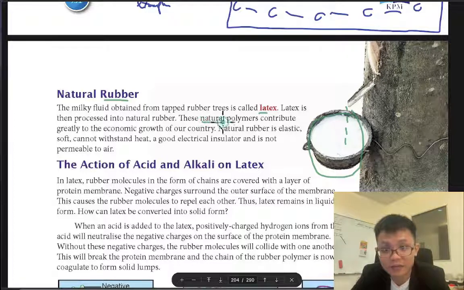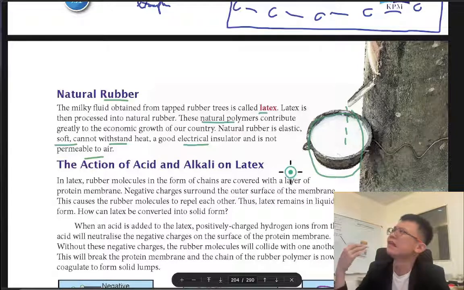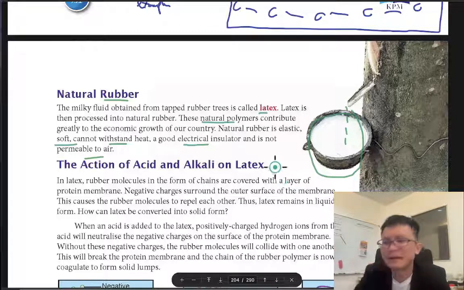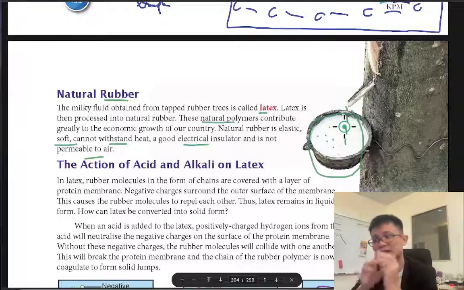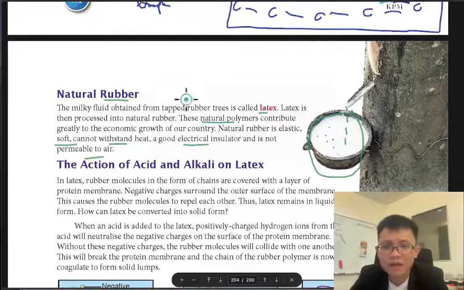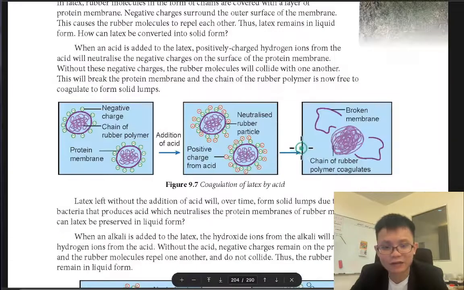So these are natural polymer, but it is soft, cannot withstand heat, good electricity, is not permeable, and it's very smelly. I don't know whether you got see the flies. If you smell, how to say, it is smelly lah, due to the bacteria. Even though it's white color, it will become black color because the bacteria grow on it and it becomes a bit smelly. So the action of alkali and latex. Actually, this one I want to teach next video.